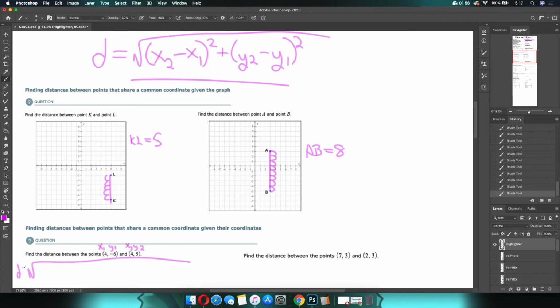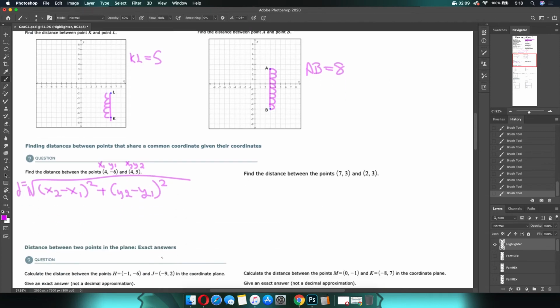So of course I have to rewrite it. So it's going to be x2 minus x1 quantity squared plus y2 minus y1 quantity squared. Okay, did it without looking. Now all we're doing is filling in our numbers. So what is our x2? 4 minus, what is our x1? 4 squared plus, what is y2? 5 minus, what is y1? Negative 6. All right, double negative makes a positive.